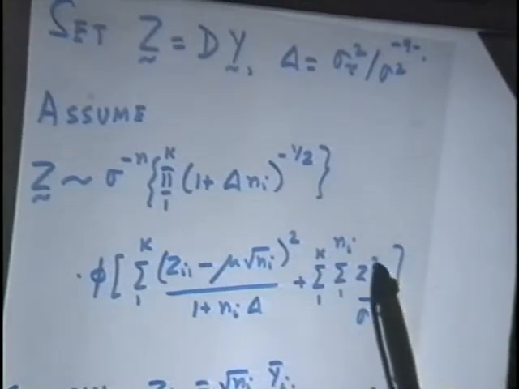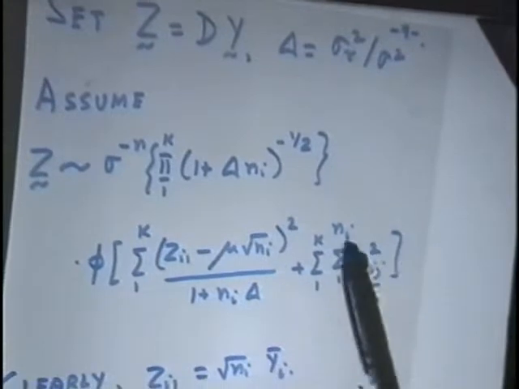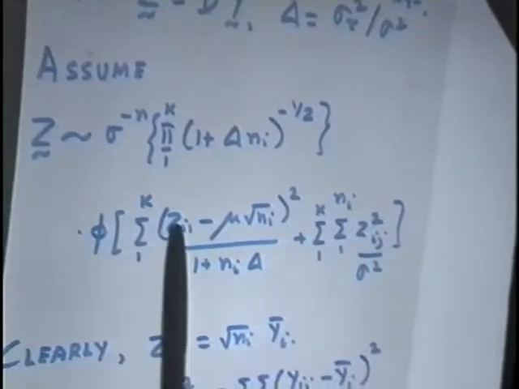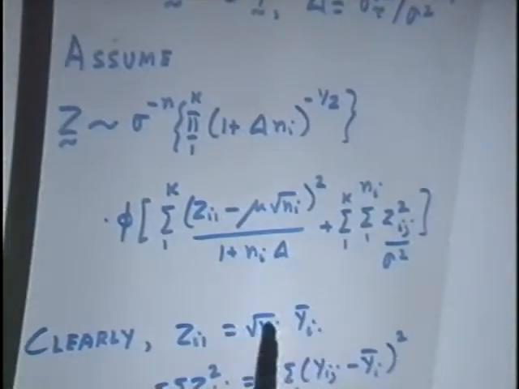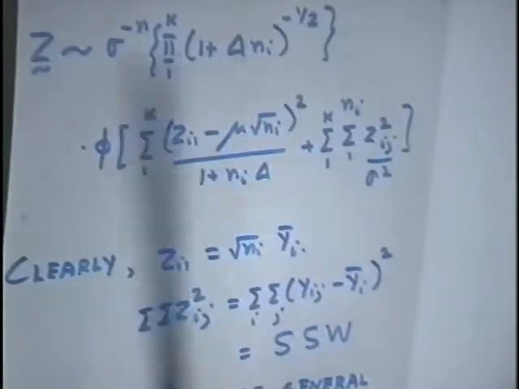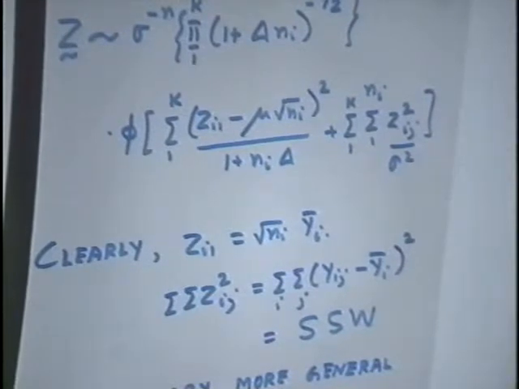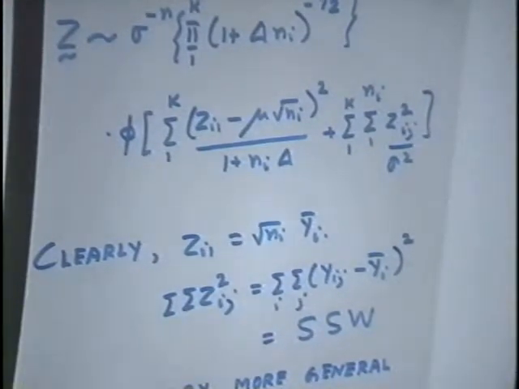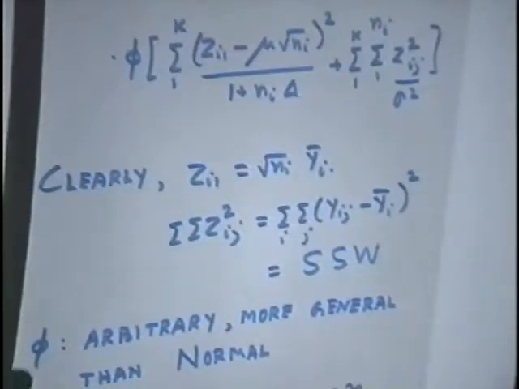This is the within sum of squares, SSW, the sum of (y_ij minus y-bar_i) squared, and the z_i1's are the square root of n_i times y-bar_i dot. This is the form you have for the joint distribution of the z_i's. Now here phi is arbitrary and more general than normal.